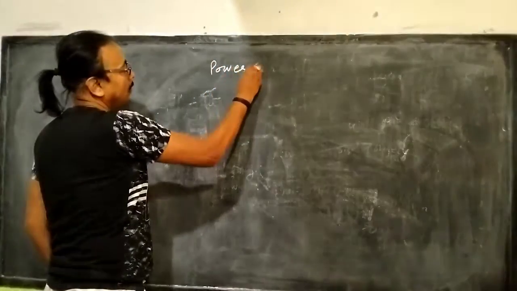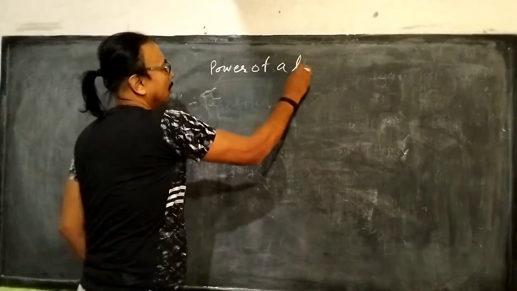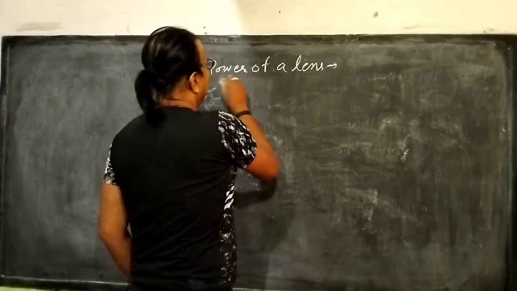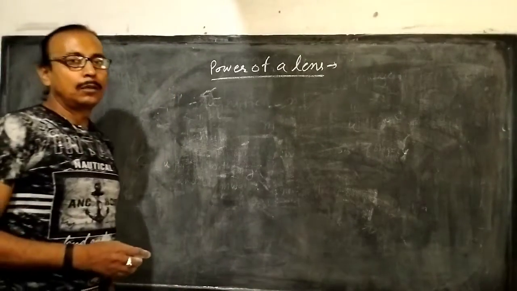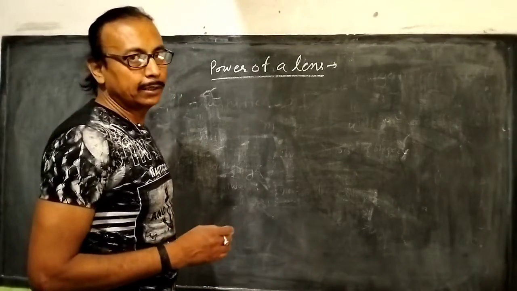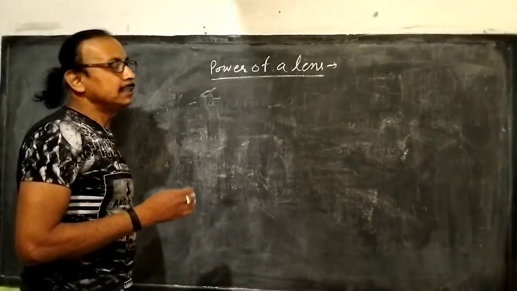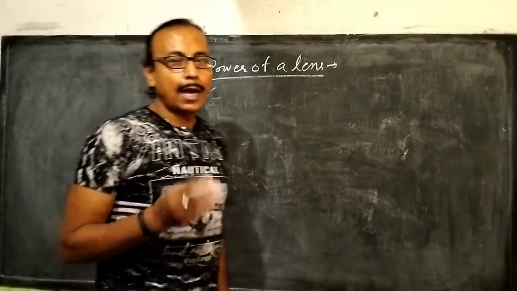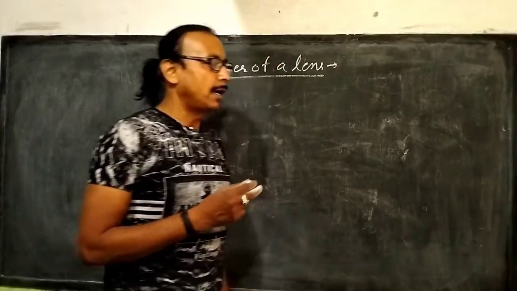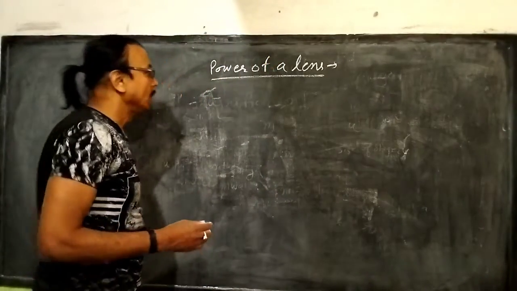Power of a lens. Lenses are used to bend the beam or ray of light. The property of a lens is to bend. The lens which has more bending power has less focal length and more power.